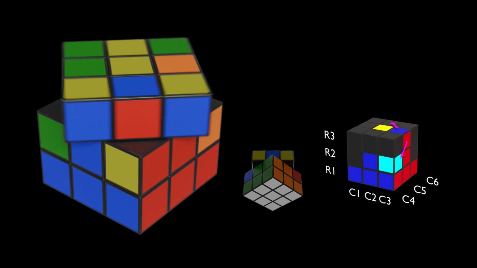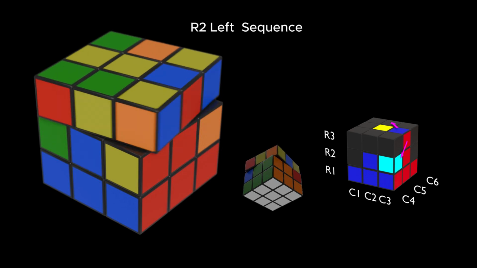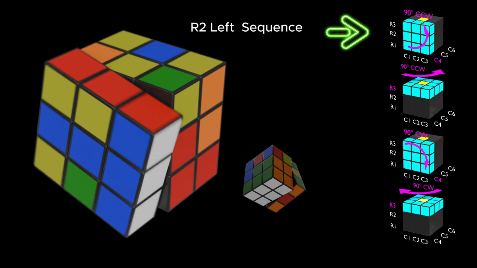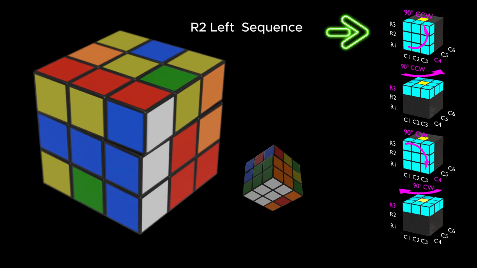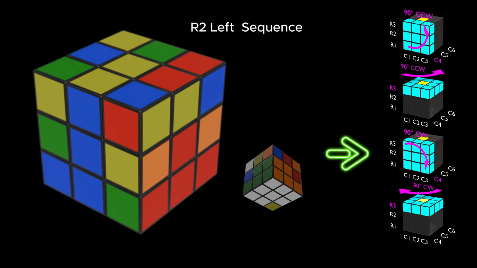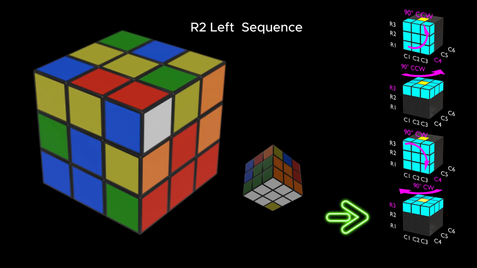We have successfully swapped out the cubelet with red and blue colors. As you can see, we have to transfer the cubelet to the left. Let's start sequence our 2 left. Rotate row 3 90 degrees counterclockwise. Rotate column 4 90 degrees counterclockwise. Rotate row 3 90 degrees counterclockwise. Rotate column 4 90 degrees clockwise. Rotate row 3 90 degrees clockwise.